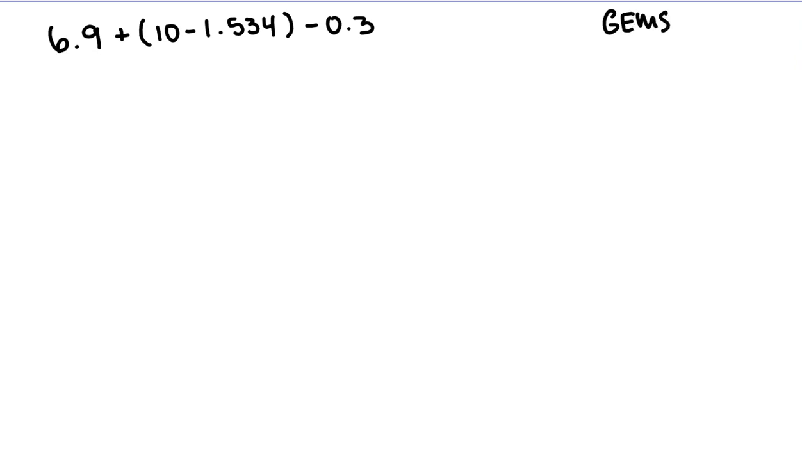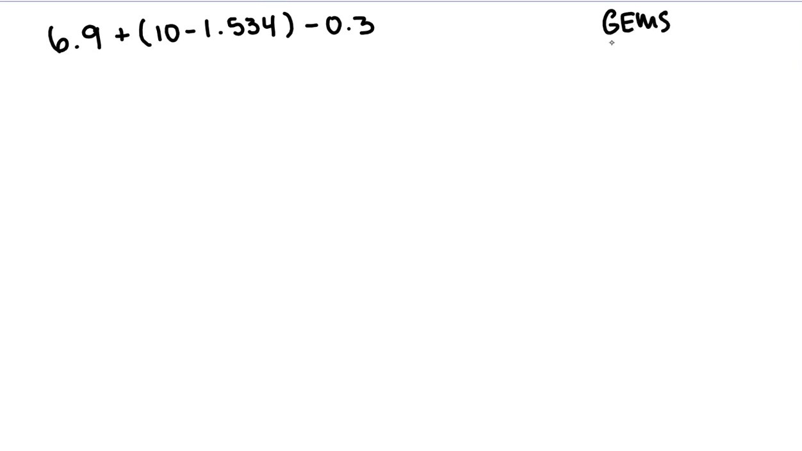Let's try adding and subtracting decimals. How about 6 and 9/10 plus 10 minus 1 and 534 thousandths minus 3/10. Now we notice here that we have more than one operation going on. The first thing we need to do is use our GEMS, our order of operations, in order to solve this.